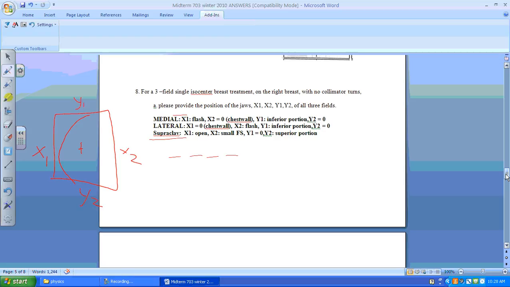That's not right. This is Y1 here. Y2 here. Okay, so medial, X1 is flash. This is flash right here. X2 is 0, right? Because it's a half beam. I put it across here, but really, if it's half beam, our isocenter is going to be right here by X2. Y1, okay, what about Y1? So Y1 is going to be the inferior portion of the field. Y2, if it's a 3 field, the isocenter is really up here.